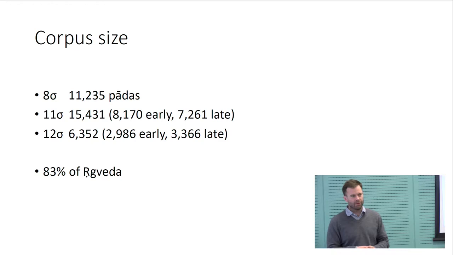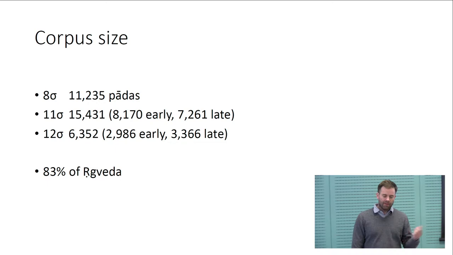And so, you know, you can tally the number of verse lines, which are called padas by Sanskritists usually, and then, you know, you can sort of calculate the corpus size this way by multiplying the number of padas by the number of syllables in the pada to get a sense of how big the corpus is.